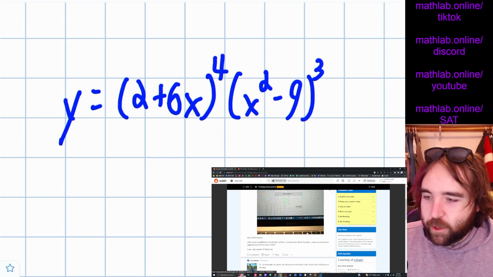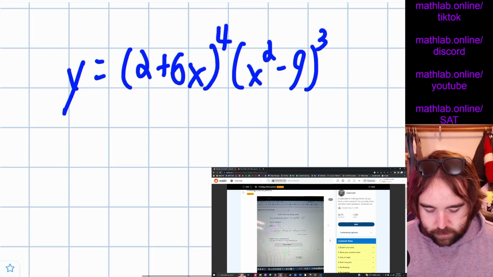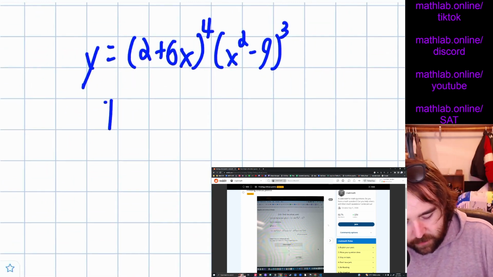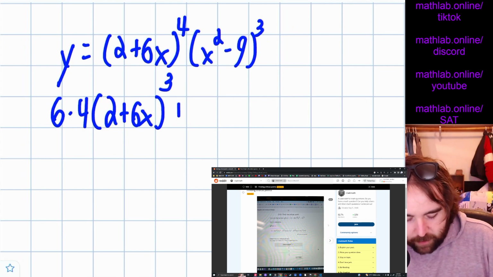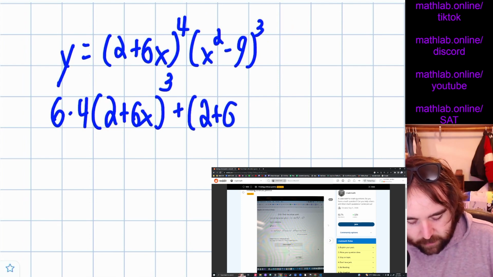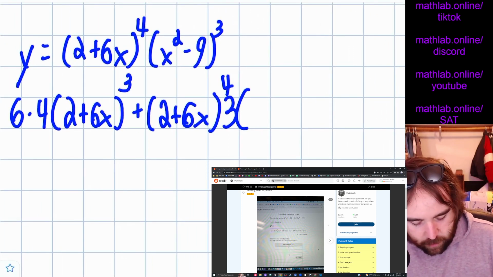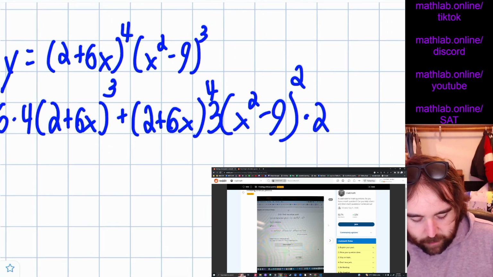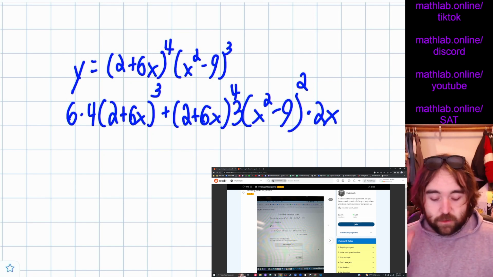So I saw that you got a good start on it, but I was having a hard time reading your work, so I just kind of restarted with it. We're going to start with the original function. We're going to do a quick little product rule. So we'll bring this to the front, 2 plus 6x cubed, and then of course a little chain rule. So multiply by 6 on the outside, and then plus this original function, and then the derivative of this, so 3 to the front, x squared minus 9, that's squared now, times the derivative of the inside. And then the idea here is we're going to want to factor stuff out.